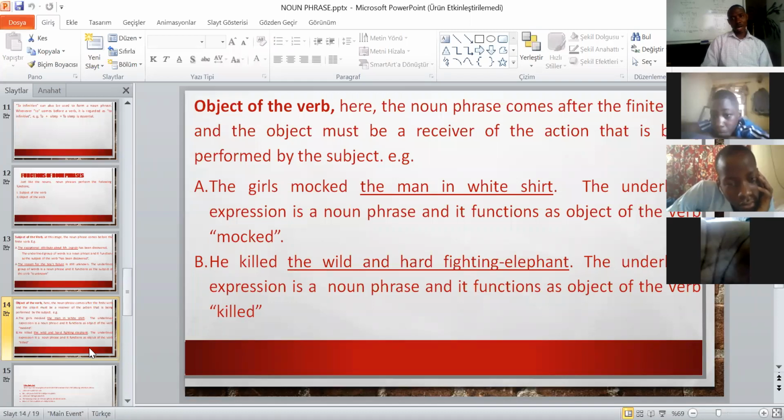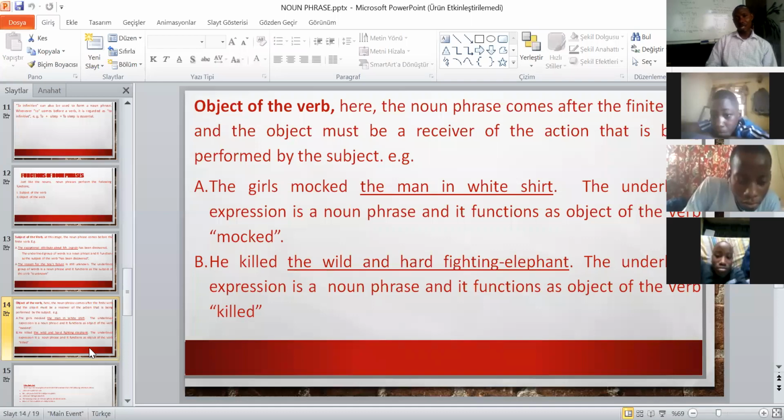The man in white shirt. So an action is being performed on the man. So the girls carried out the action and the action is being performed on the man.